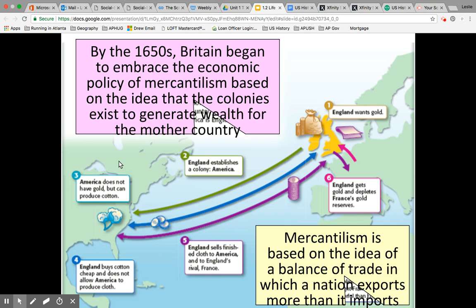Mercantilism is based on the idea of a balance of trade in which a nation exports more than it imports. I want you to highlight that last little bit: a balance of trade in which a nation exports more than it imports. So remember, an export is when you sell goods outside of your country, and an import is when you buy. So mercantilism allows for the mother country to sell more than it buys, therefore making money.